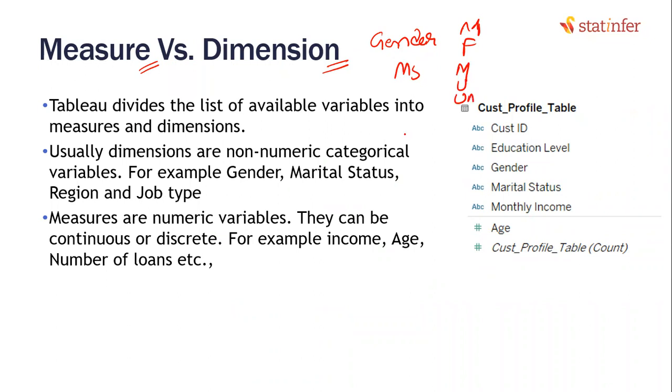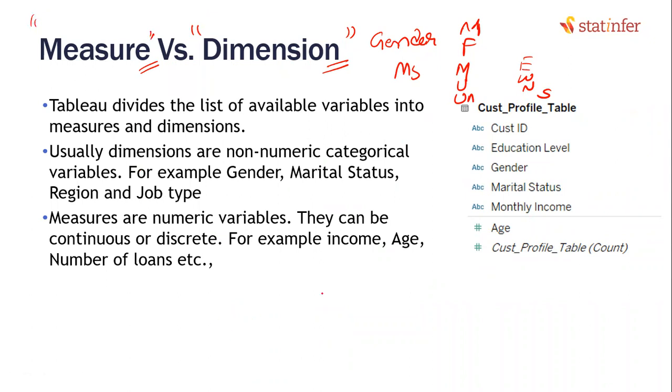Unknown, something like that, or single or something like that. Region: east, west, north, south. You cannot find their average value. You cannot find the minimum or the maximum. These are non-numerical values. They are called dimensions. What are measures? You can measure them numerically, continuous variables.